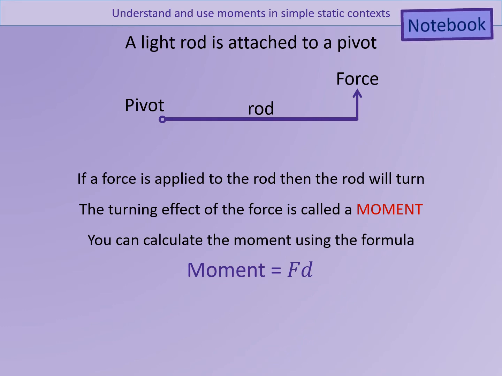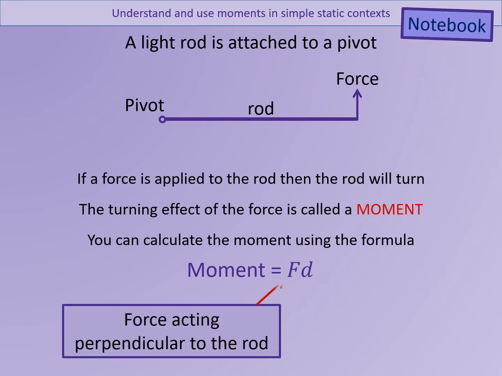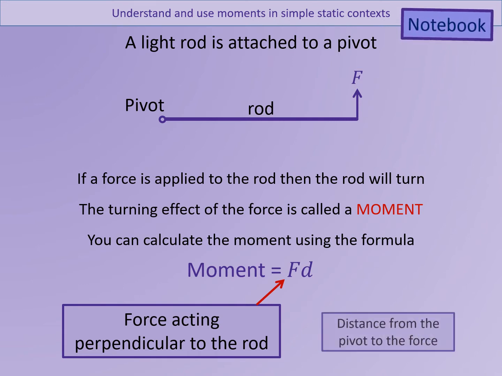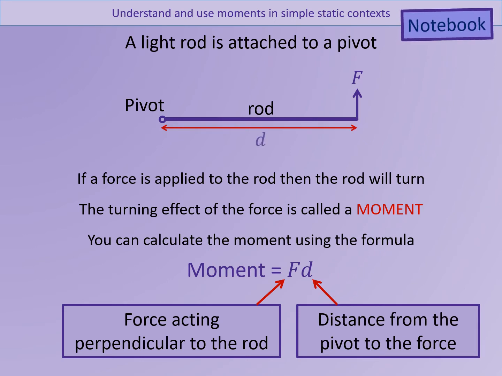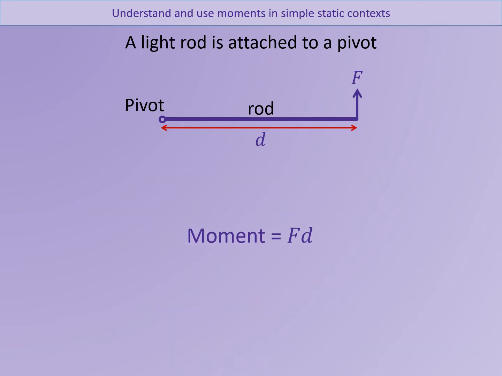So what I'm going to do, don't get this down in your notebook just yet, but sorry, get this bit down first of all. So the F is the force acting perpendicular to the rod, and D is the distance from the pivot to where the force is applied. Okay, so just pause there. Okay, so we've got this formula.